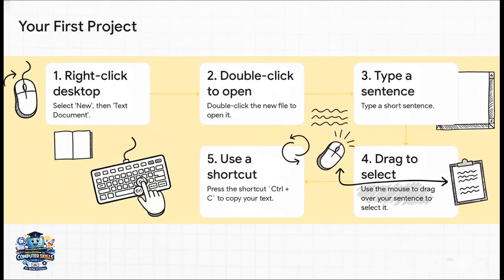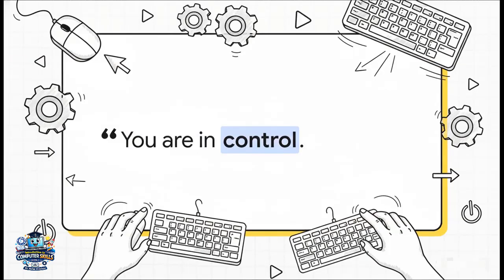Now use your mouse to click and drag over that sentence so it's highlighted. And for the grand finale, use a shortcut. Hold down the Control key and press the C key. You just copied that text to your clipboard. Fantastic work. And that's it.